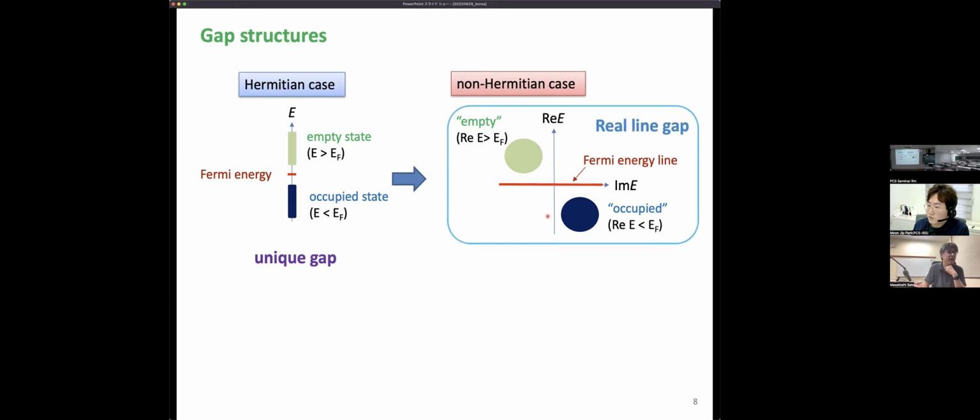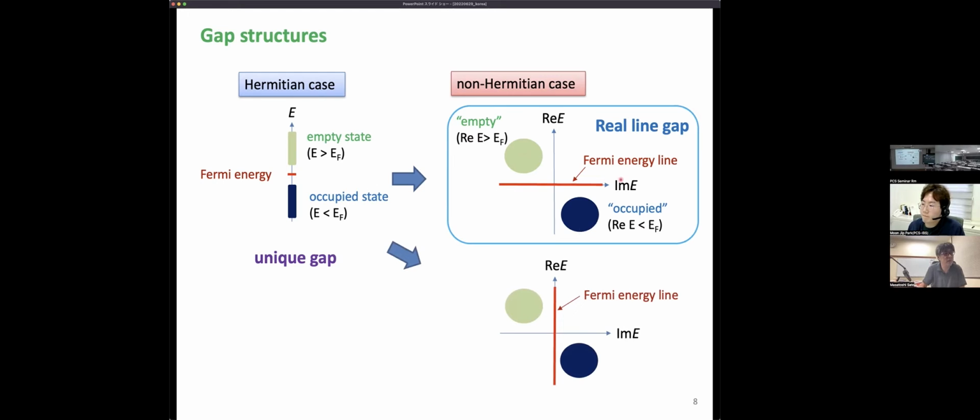We can call this gap structure the real line gap because we refer to the real part of the energy to define the empty and occupied states. Interestingly, if the system supports the relevant structures, we also have another definition of the line gap.